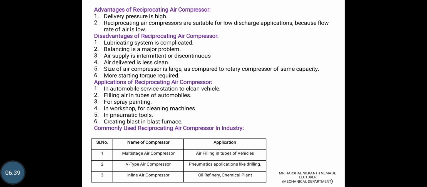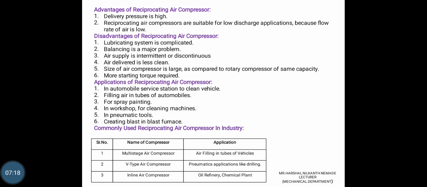Advantage of reciprocating air compressor: delivery pressure is high. Reciprocating air compressors are suitable for low discharge applications because flow rate of air is low. Disadvantages of reciprocating air compressor: lubrication system is complicated. Balancing is a major problem. Air supply is intermittent or discontinuous. Air delivery is less clean. Size of compressor is large as compared to the rotary compressor of the same capacity. More starting torque is required.